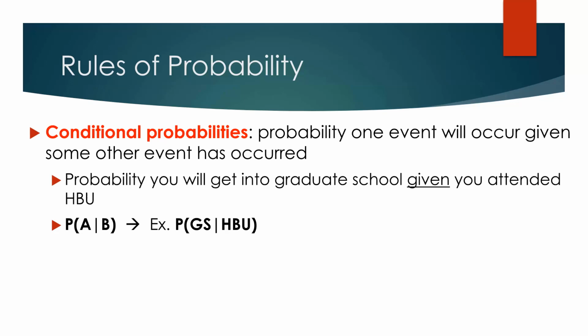This is represented with the notation of the probability of A given B, or A straight line B. So don't get that confused with the slash. The slash is or, the probability of A or B. This one, straight line, is the probability of A given B. So what is the probability of GS, getting into graduate school, given that you went to HCU? The given is always the second one. What's the probability of A, the first one, given the second one, whatever the second one is, given that I went to HCU? Okay. Let's do some examples with conditional probabilities to help this sink in a little bit more.